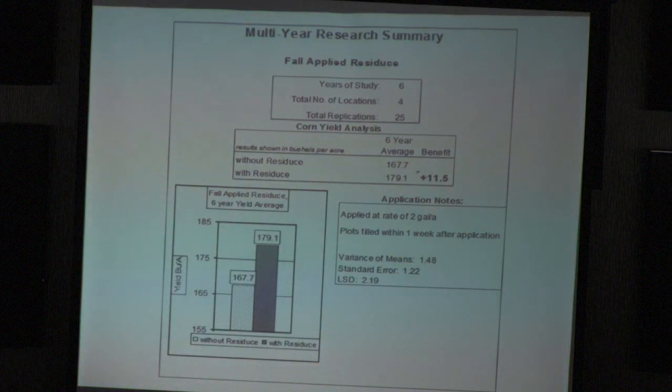And this was just a research study that was done over 6 years to show that when you're applying this year after year, you see a return of at least 11.5 bushel an acre difference. And this is the corn yield analysis. So over time, 10 bushel difference, pretty good.